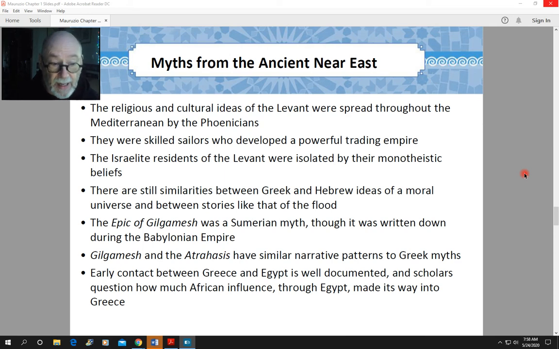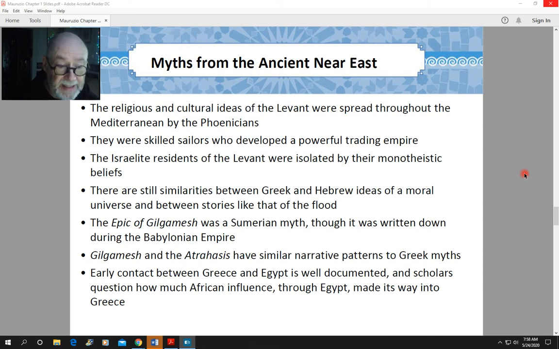And the Atrahasis story as well has similarities, which again may indicate these people had, and the Phoenicians were trading all over the place, and they were basically telling these stories that the Greeks thought, we can sort of do that too. So this was definitely an in-mix of different things.